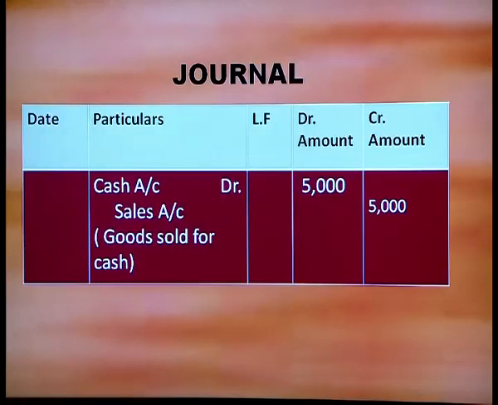When you are writing in the journal, it will be in this form: cash account debit to sales account. In some cases, we can write the account to be credited without the preposition "to" also. So, in this format, I have written without the preposition "to". Cash account debit to sales account, amount 5,000. Narration is there: goods sold for cash. Narration will be written in brackets.